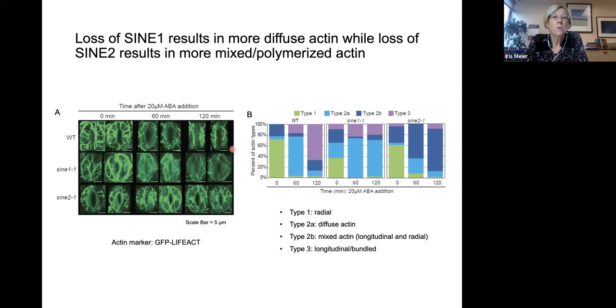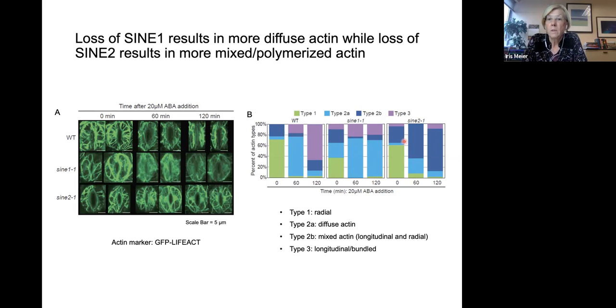The SINE1 mutant, and I think you can also clearly see it in the example panel over here, never has a proper radial organization in the open guard cells, then reaches this mostly diffuse depolymerized stage, but then stays there, never is able to repolymerize actin, at least at the end of this assay.